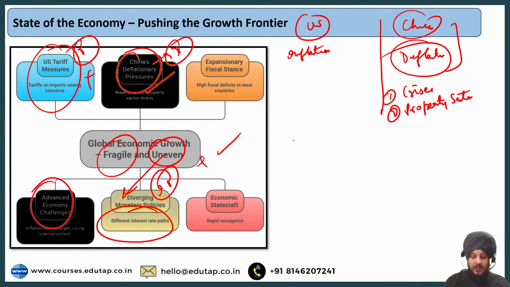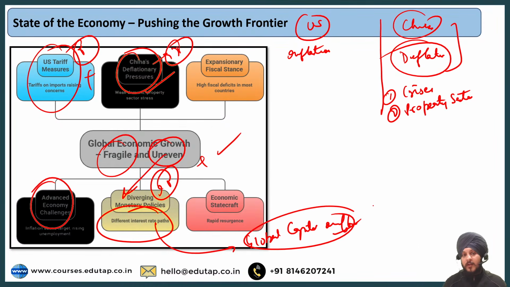Now, the next point is that because of this unevenness, of course, it is going to impact the global capital outflows as a part of it. This is going to be another impact of that.